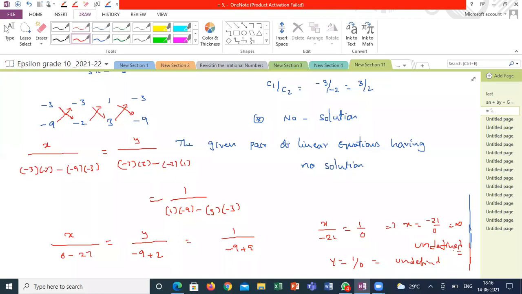Mathematically, this calculation is not required because we already prepared a formula for that: the ratios of A1 by A2, B1 by B2, C1 by C2. Is it clear, guys? Understood? Any confusion? Understood, sir. So shall I go for one more question? Yes, sir.